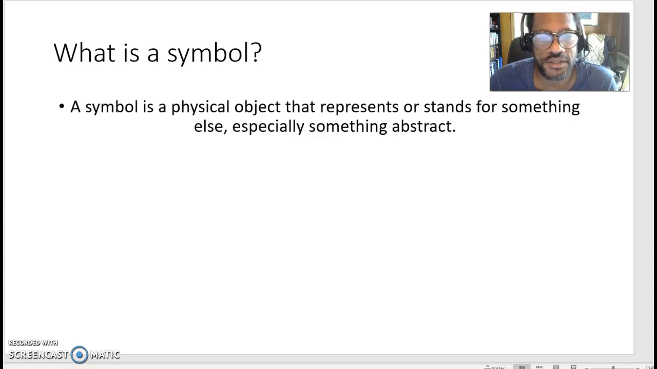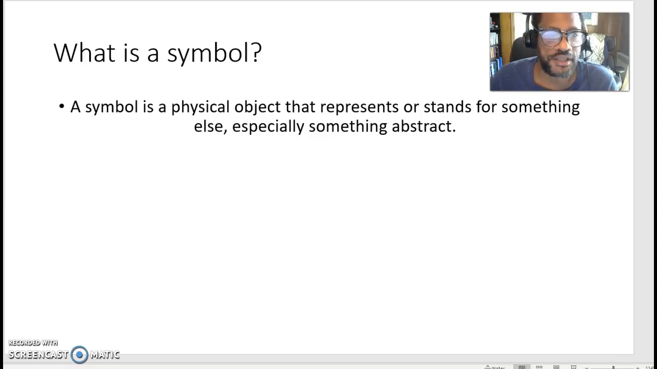I have the definition up here. It says a symbol is a physical object that represents or stands for something else, especially something abstract. And so it's a physical object, usually something that you can touch, that represents or stands in for something else that you can't necessarily touch. Okay, and this is an important thing for us as human beings. We're really good at dealing with this because we think abstractly. We think about ideas. We think about things that we can't see or touch, but sometimes it's hard for us to talk about those things, and so we will oftentimes use symbols to stand in for them.